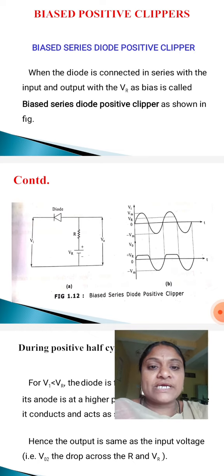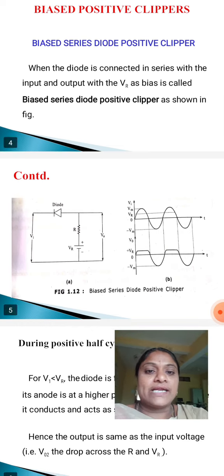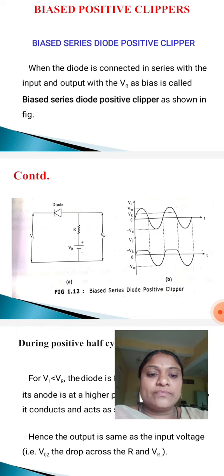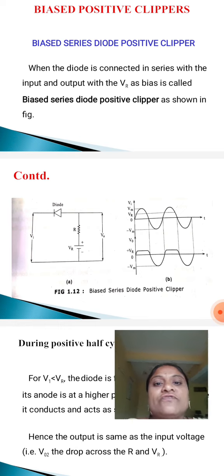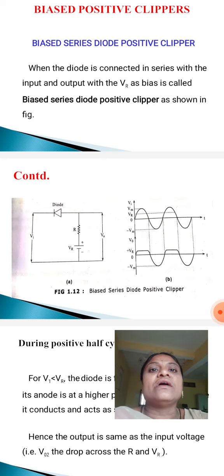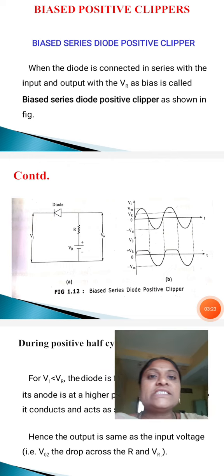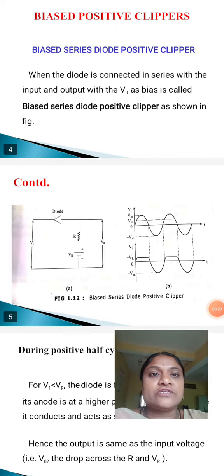This is the construction of the circuit diagram. This diagram consists of one diode, one resistor and one battery. VR is the bias battery. First of all, input is applied to the diode. When the diode is connected in series with the input and output, with VR as bias, it is called a biased series diode positive clipper. Okay. So this is the figure of the biased series diode positive clipper.